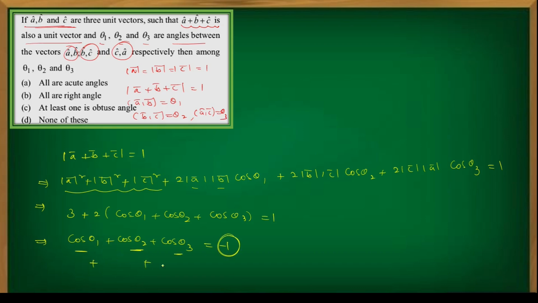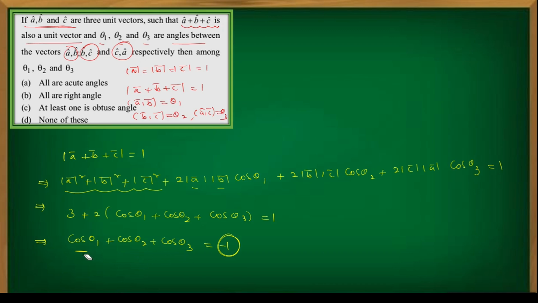If all are positive, what happens? You will get a positive value. If two are positive, one is 0, you will get a positive value. If one is positive or zero, then you will get positive. But we don't have a positive result here. We have negative, meaning at least one of them must be negative.